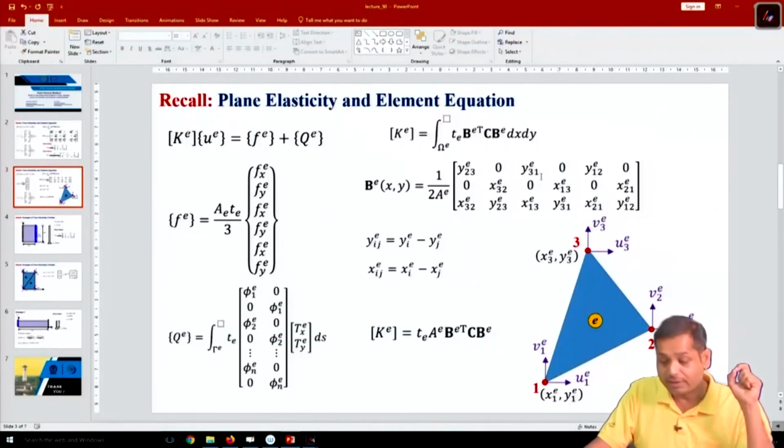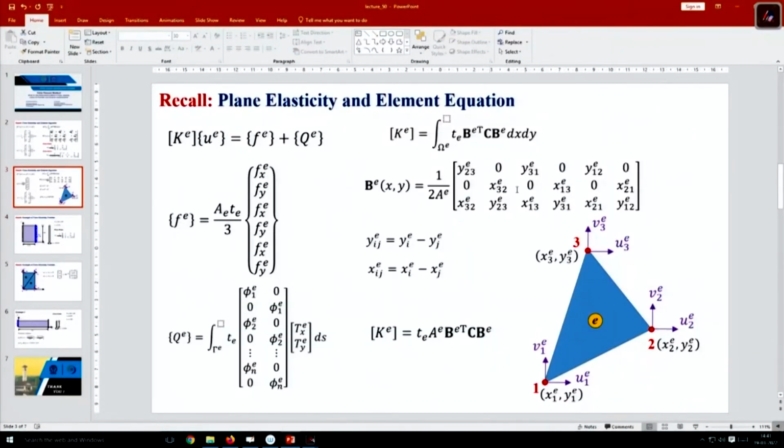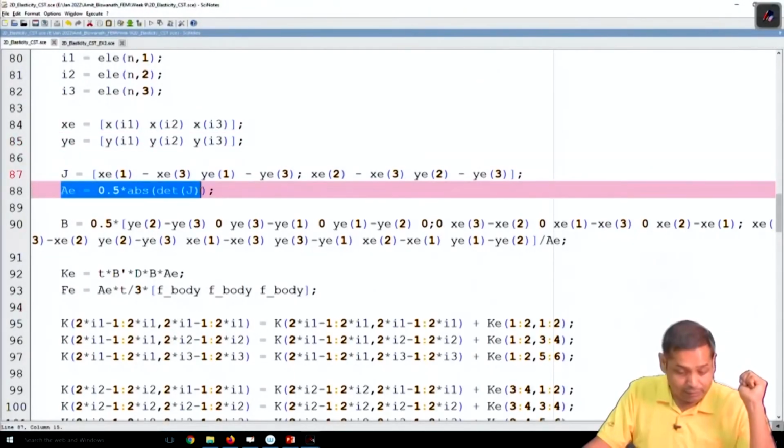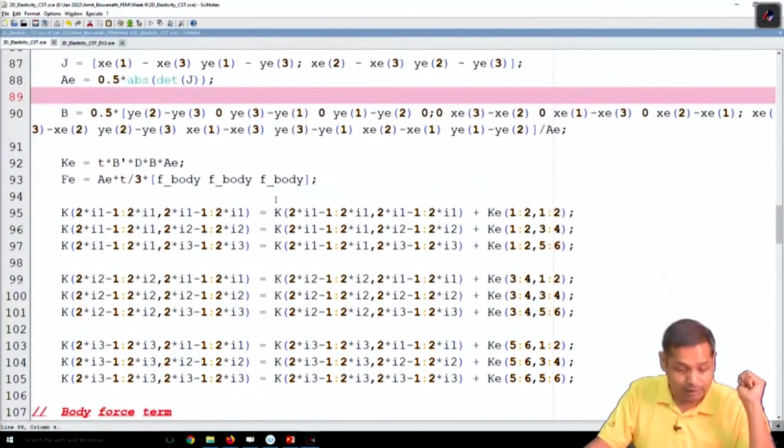We have already seen this is the constant Jacobian, and once we have the Jacobian, we require it to get the area of this triangle. We had discussed how to compute the Jacobian, and once we compute it, we get the area, and then finally we get B, and then K, the stiffness matrix, is constant. So this gives the Jacobian, and area will be half of the determinant of the Jacobian.